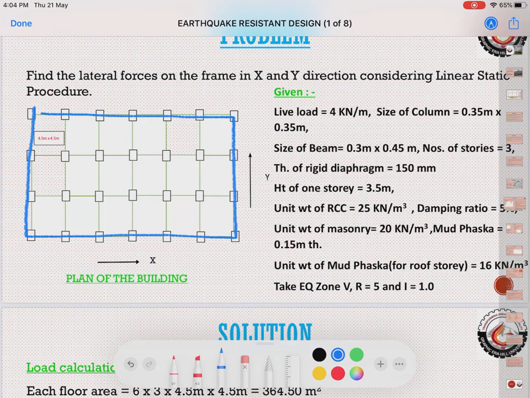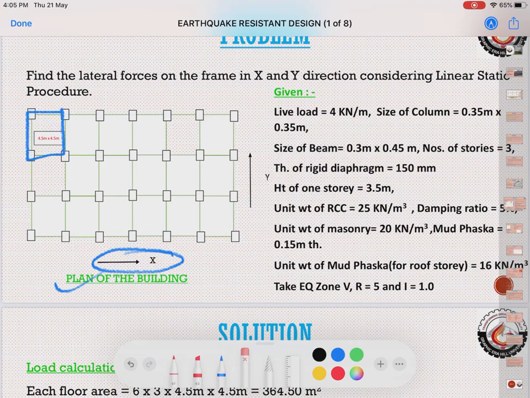So this is actually a 6 by 3 bay structure: 6 bays in one direction and 3 in the other. You can see this is the x direction and this is the y direction. The dimension of one block, one room, is 4.5 meter by 4.5 meter. This is the plan.